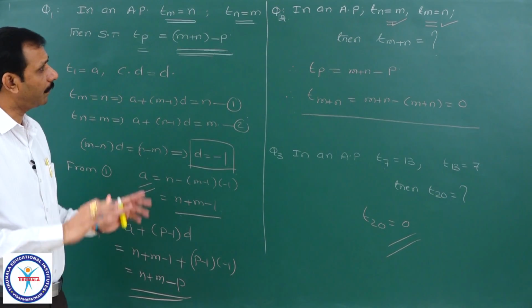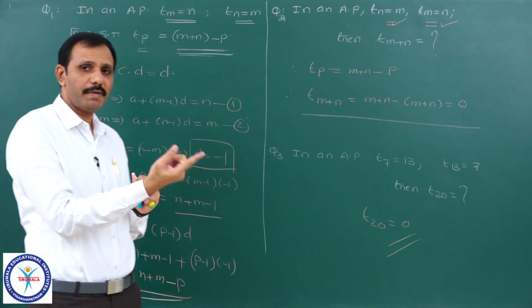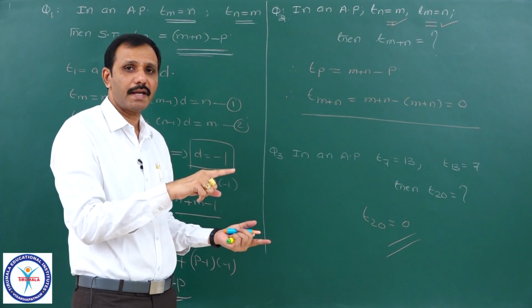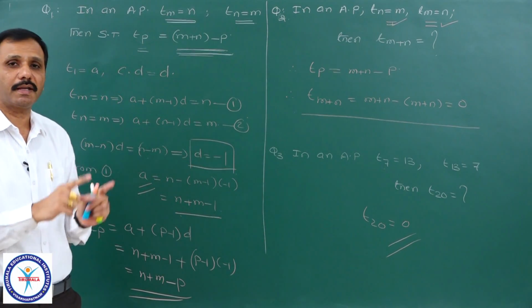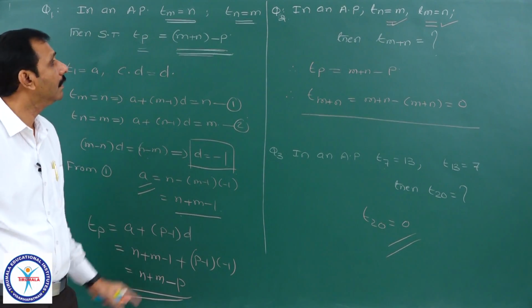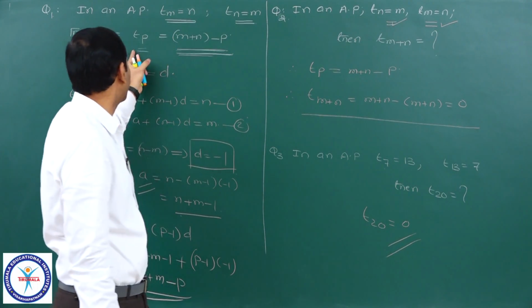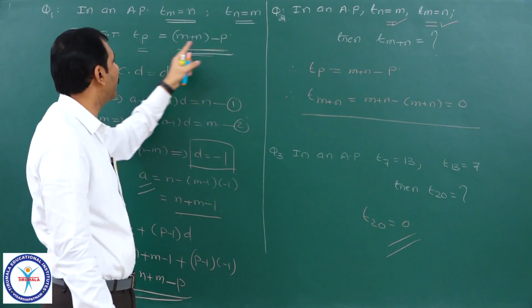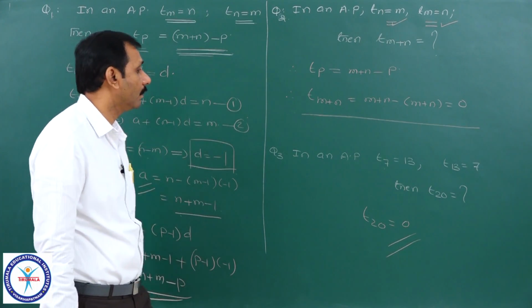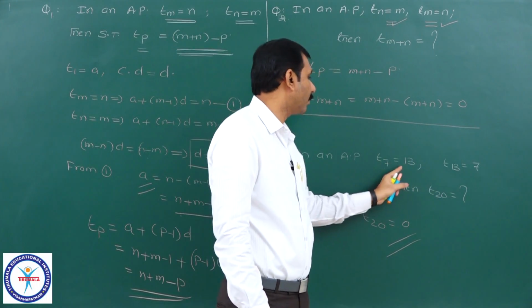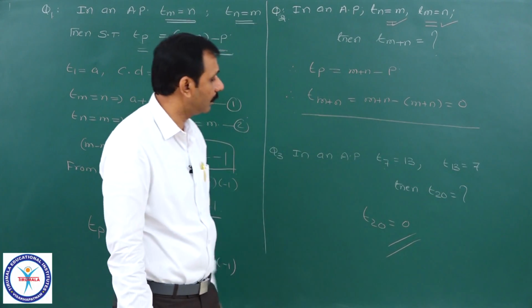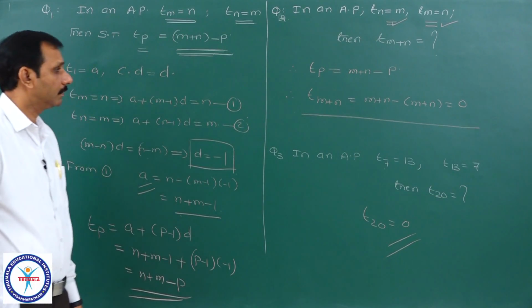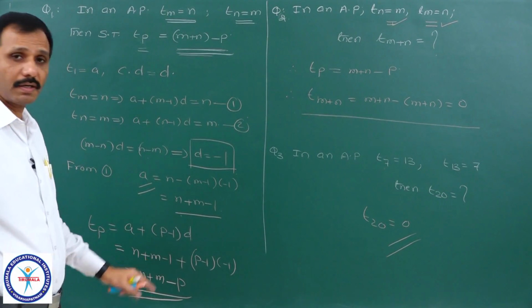So, better if you have an idea: nth term is m and mth term is n, then the pth term is nothing but m plus n minus p, you will get. Therefore, if they ask for m plus n, replace p by m plus n, it will become 0. Here the (m plus n)th term, of course, with 13 and 7, will become 0. Hope you understood. Good model.